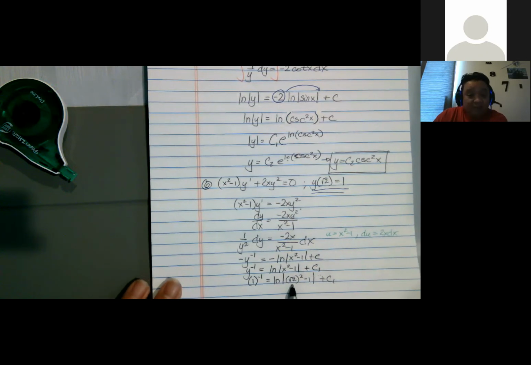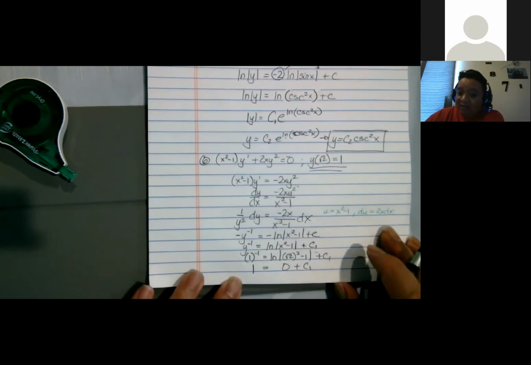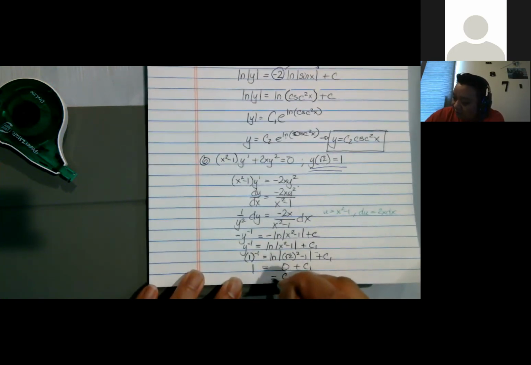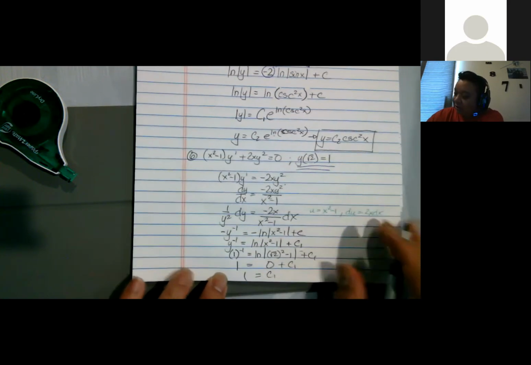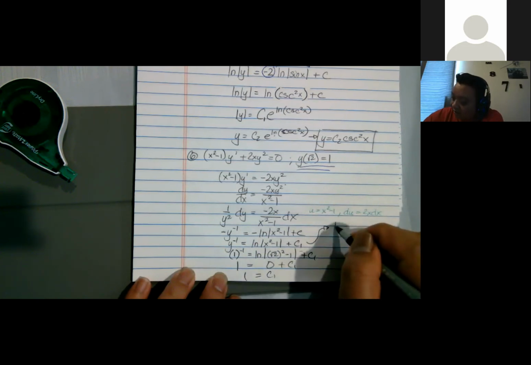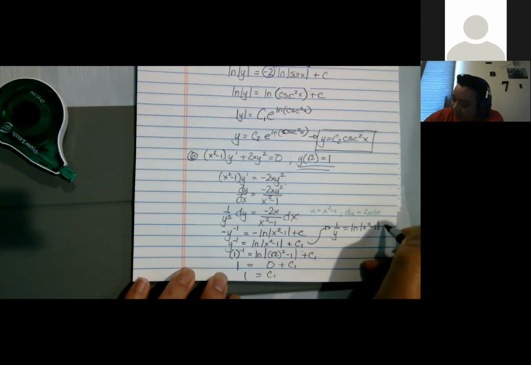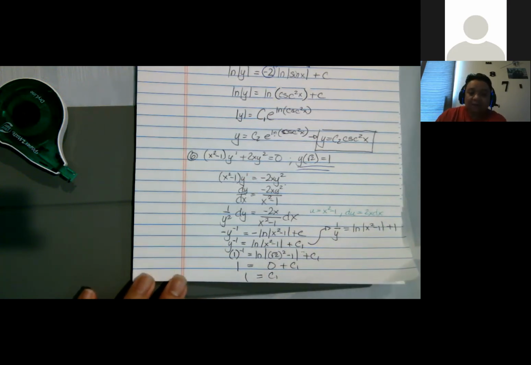And so this becomes 2. 2 minus 1 is 1. Ln of 1 is 0. So this is 0 plus c1 equals 1, which means c1 equals 1. So this function is 1 over y equals ln of x squared minus 1 plus 1.